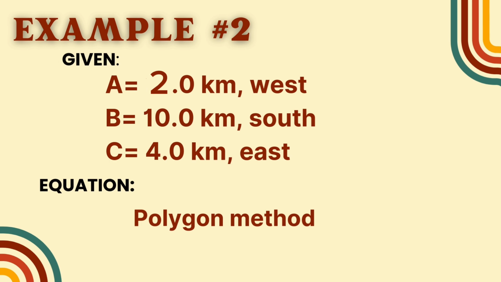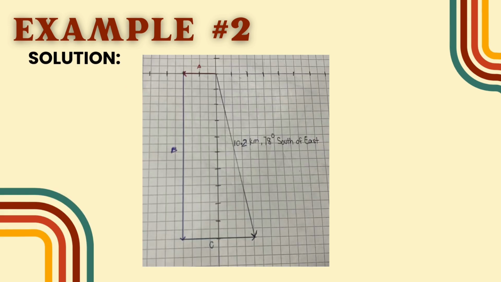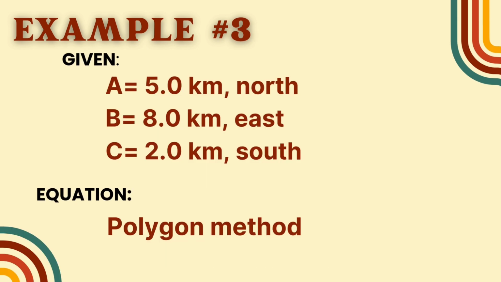For our example number 2, A is equal to 2.0 km west, B is equal to 10.0 km south, and C is equal to 4.0 km east. For our example number 3, A is equal to 5.0 km north, B is equal to 8.0 km east, and C is equal to 2.0 km south.